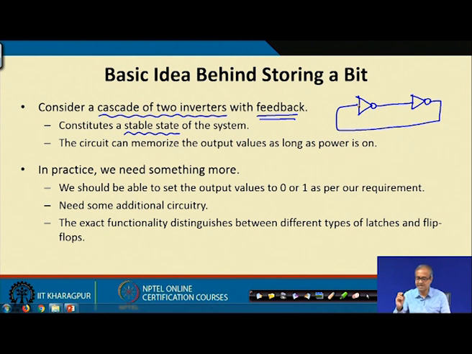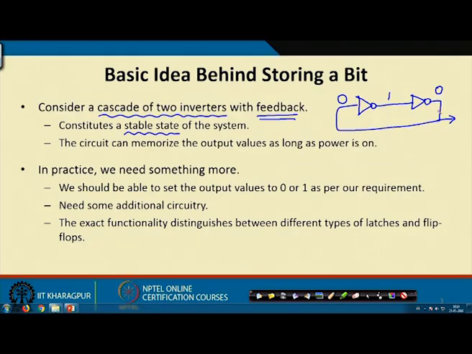Now, in such a circuit, suppose somehow this input is at logic 0. Well, if this input is at logic 0, the output of the NOT gate will be at logic 1, the output of this NOT gate will again be at logic 0, and that same 0 is being fed back here. So, you see, this is a stable state of the system. Whenever we set this system in this state, the values of those zeros and ones will never change. It will memorize this state as long as the circuit is powered on.